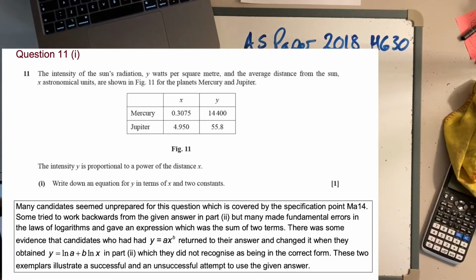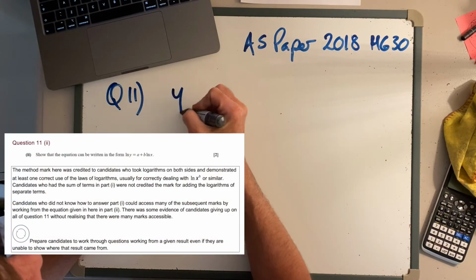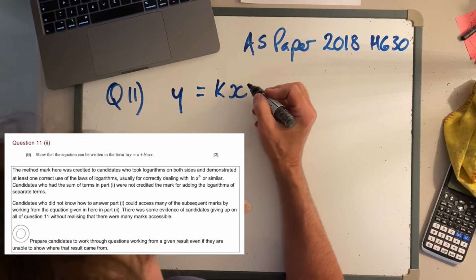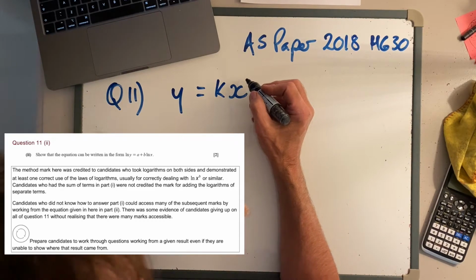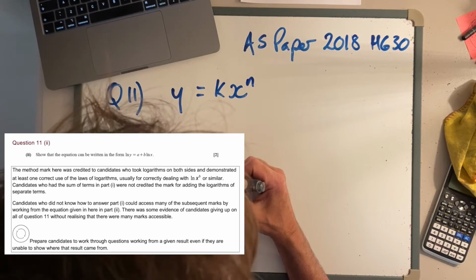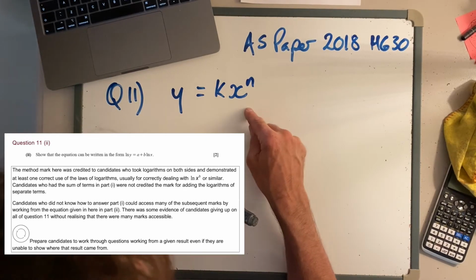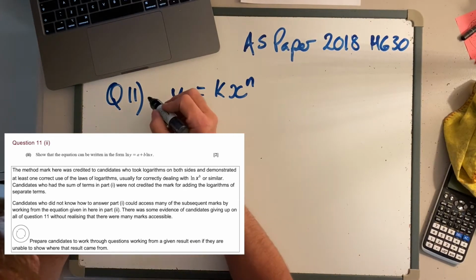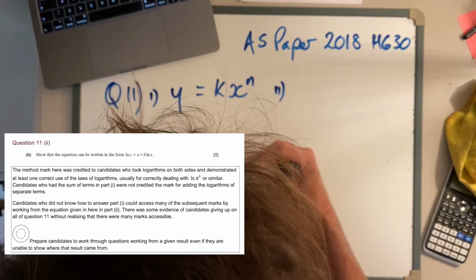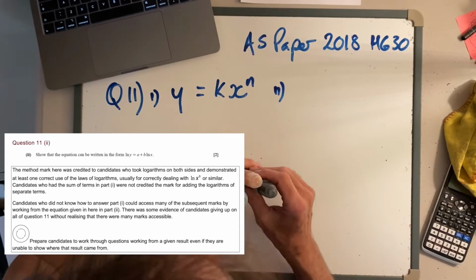Right, so it's proportional. So it's just a proportional one. So it's Y equals kx to the power. Okay, to the power. Let's call it n if you want. Oh, so that's the question there. That's number 1 done. And then part 2, what's part 2 say? Show that the equation can be written in this form here.